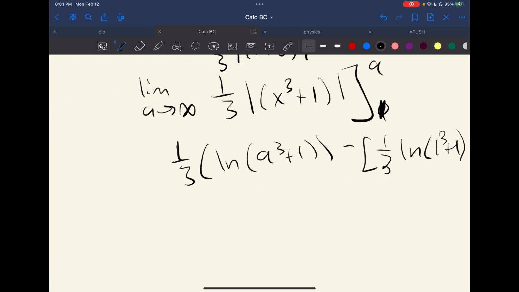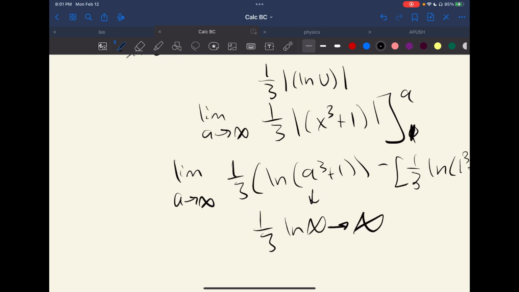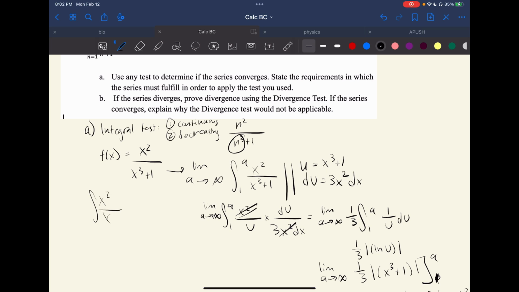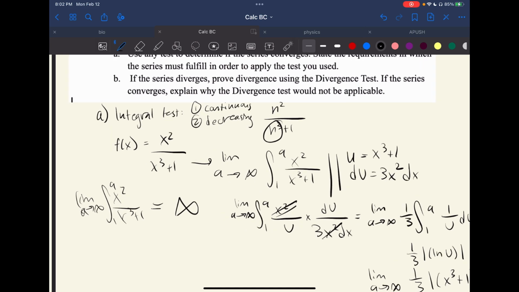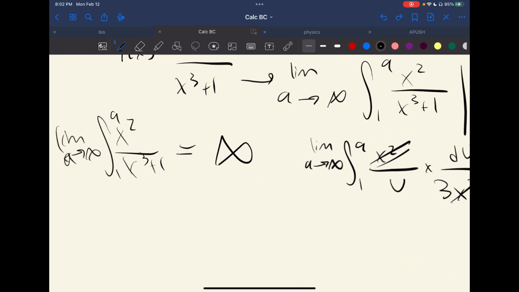Okay. So if we evaluate this as a approaches infinity, we're going to get 1/3 natural log infinity, and that approaches infinity. So just based off that, using the integral test, the integral of x squared over x cubed plus 1 from 1 to infinity is going to equal infinity. So based off of that, the series is going to diverge.